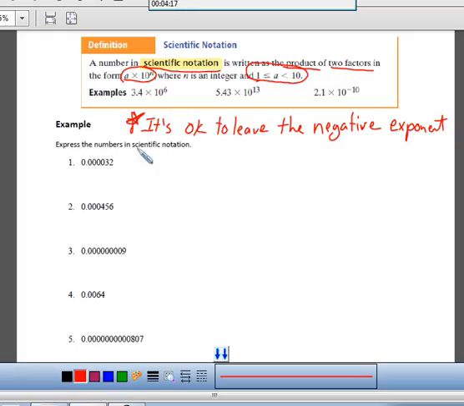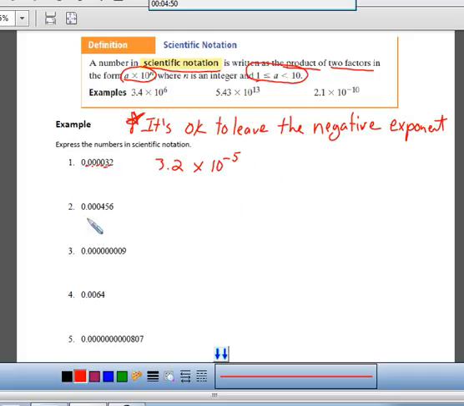Alright, so express the number in scientific notation. So, again, we want the decimal to be in between the 3 and the 2. So I'm going to write 3.2 times 10 to some power. Now, because we're moving it this way and we're dealing with a super small number, it's going to be a negative exponent this time. And I count the spaces, 1, 2, 3, 4, 5. So it's going to be negative 5.